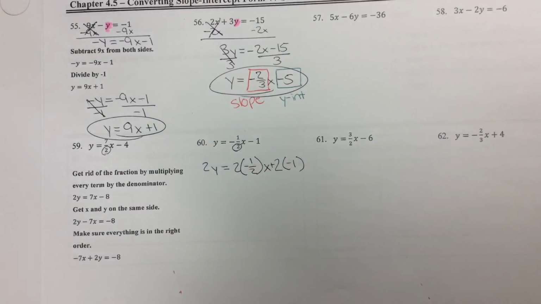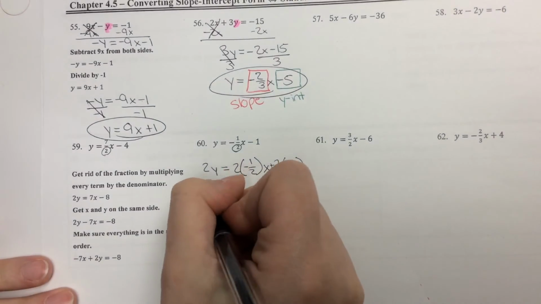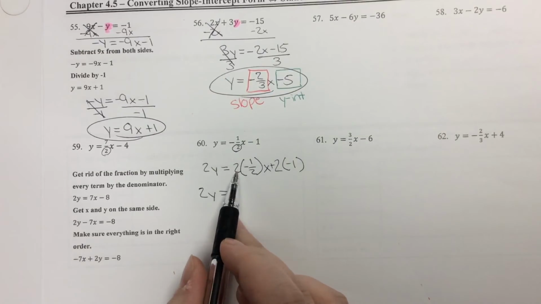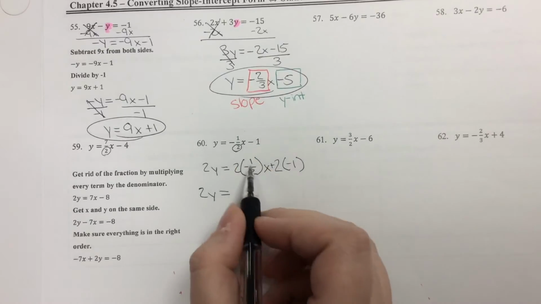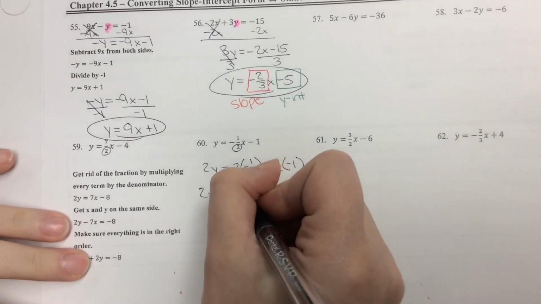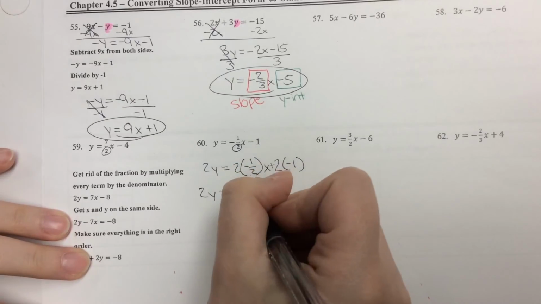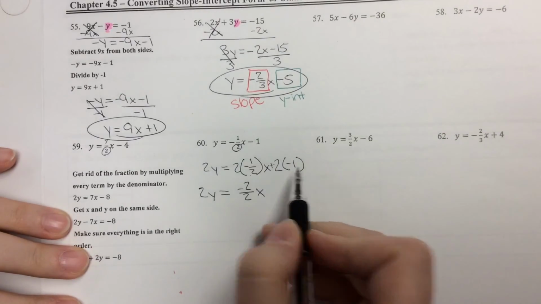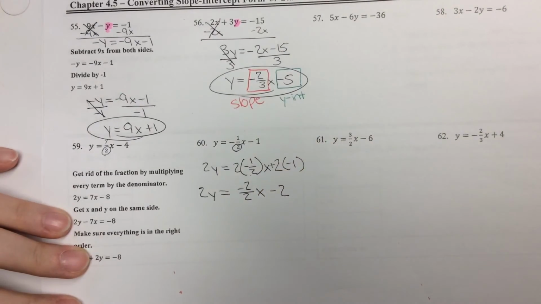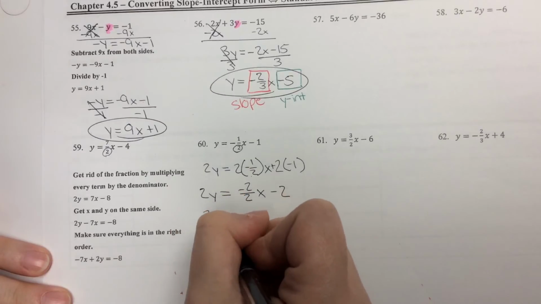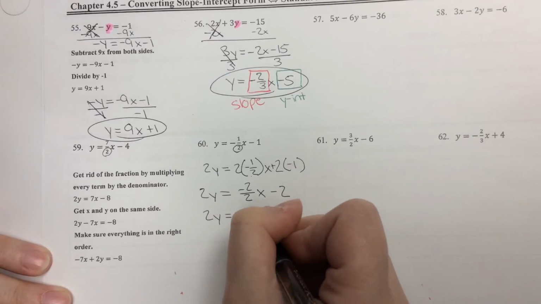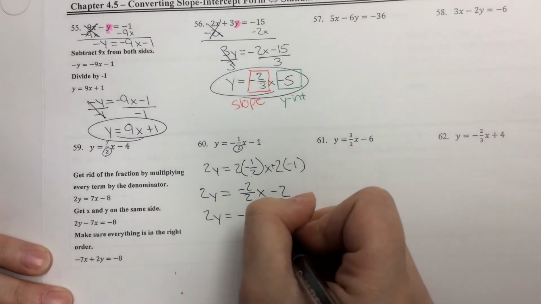All right, now let's do the math and simplify. 2 times y is just 2y equals 2 times negative 1/2. Multiply straight across with fractions. 2 times negative 1 is going to be negative 2 divided by 2. All right, and don't forget your x. And then 2 times negative 1 will be minus 2. Let's simplify that even more. 2y equals, what's negative 2 divided by 2? That should be negative 1x, or just negative x, minus 2.